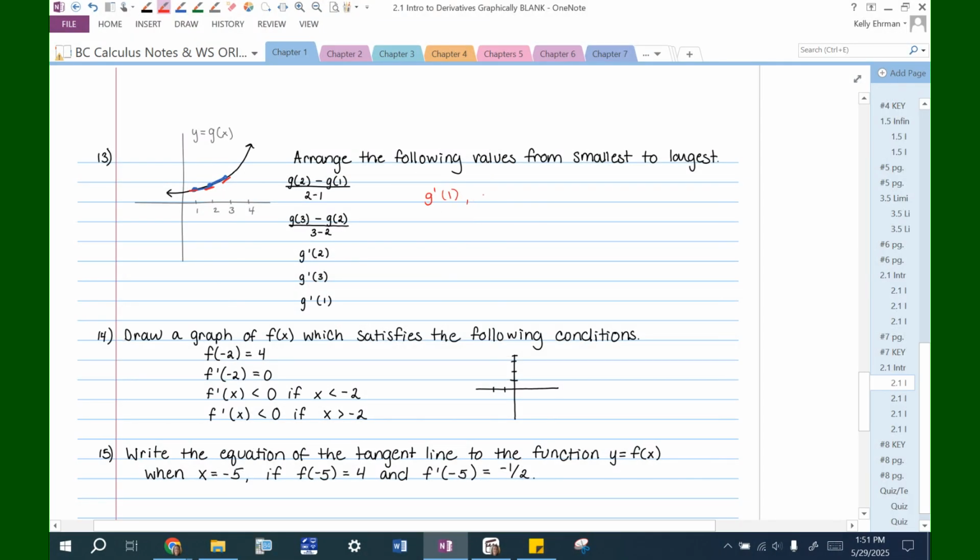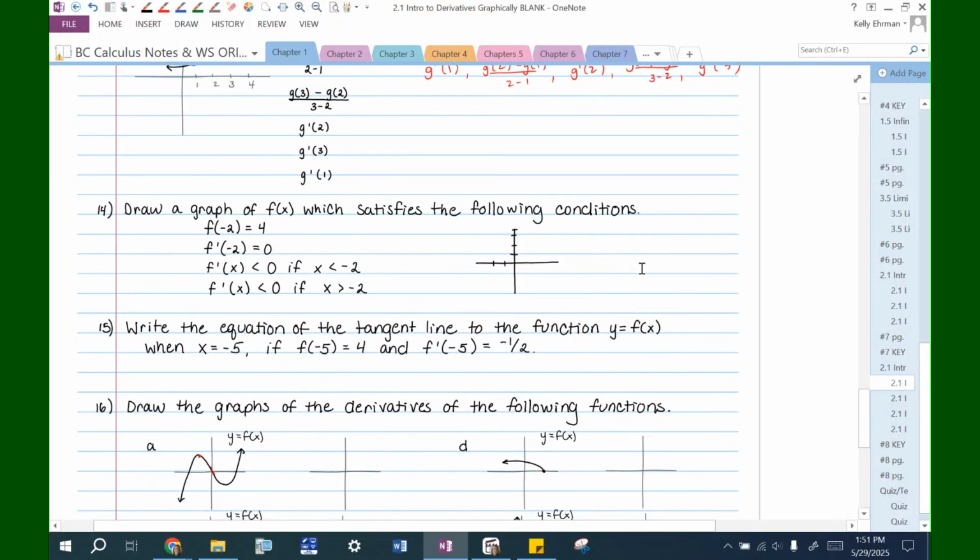And then we do the average rate of change between 1 and 2. And then we do the derivative at 2, the tangent slope at 2. And then we do the secant slope between 2 and 3. And then we do the tangent slope at 3. And I think that was all of our numbers.